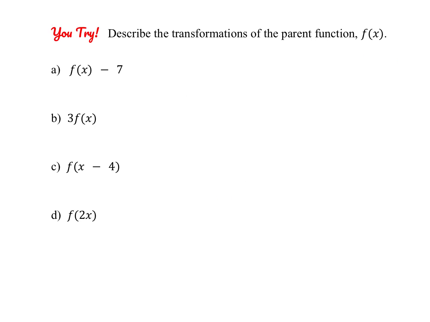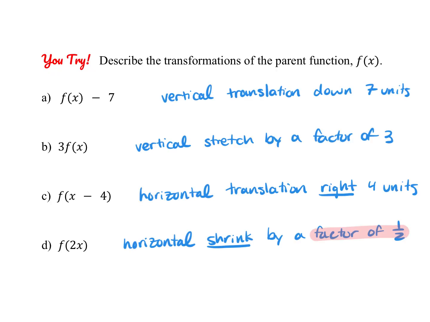So now I'd like you to pause the video and give these 4 a try on your own. All right, go ahead and take a look here. Here we have vertical translation because it's being done to our entire function, and I'm adding or subtracting, and this one will go down 7 units. Here I have another vertical change because it's being done to my entire function. It's multiplication, so it's a stretch or shrink, and because the factor is greater than 1, it's a stretch.